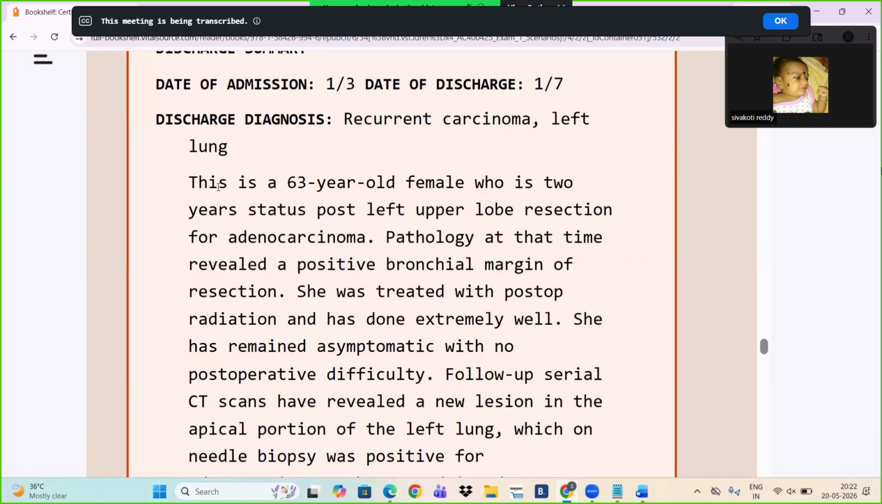Like this, 7 charts we need to do. Directly we should not code anything. Based on the options we need to select the codes. Just review the document and identify the diagnosis you found here. Recurrent carcinoma, recurrent carcinoma of the left lung, correct? Then there is no other diagnosis, correct?